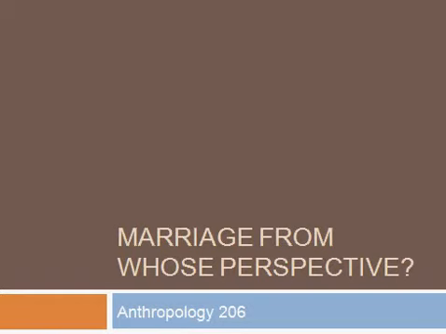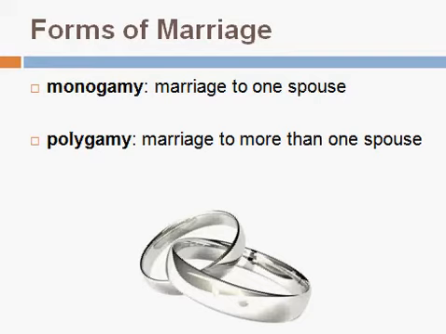In this presentation, we'll consider marriage and the different perspectives from which marriage has been considered in anthropology. So there are two forms of marriage that anthropologists recognize, and the first is monogamy, which is marriage to one spouse, and polygamy, which is marriage to more than one spouse.